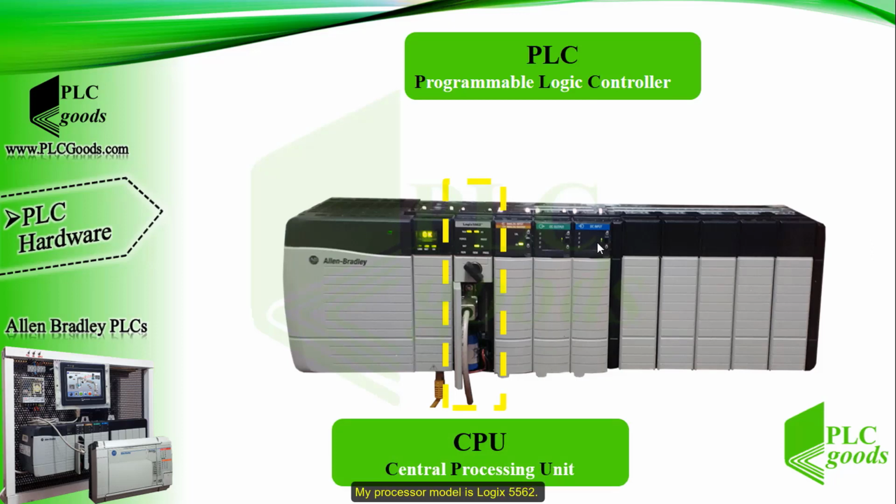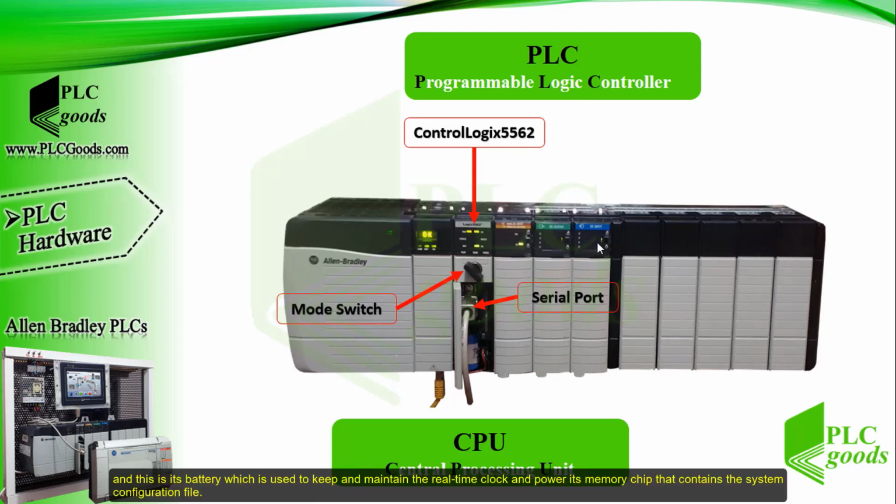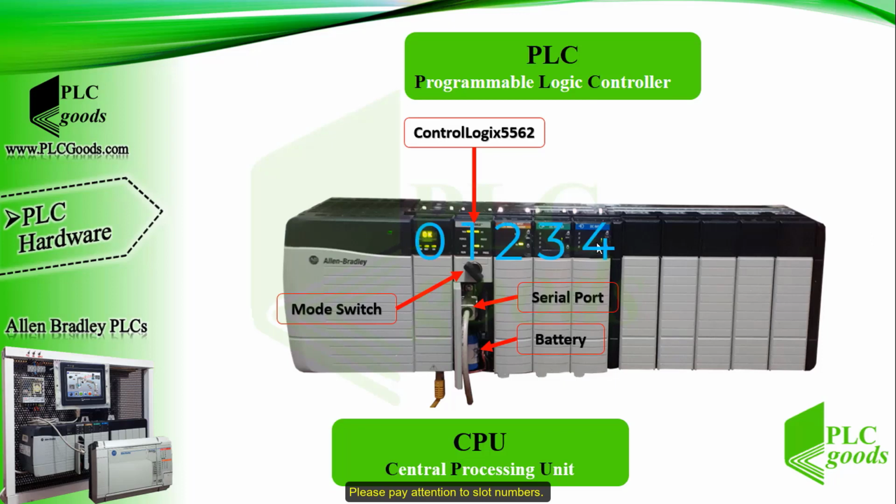My processor model is Logix 5562. It has a mini switch to change its mode. I can use its serial port to connect it to my computer, and this is its battery, which is used to keep and maintain the real-time clock and power its memory chip that contains the system configuration file. Please pay attention to slot numbers. These numbers will be used during the programming steps.